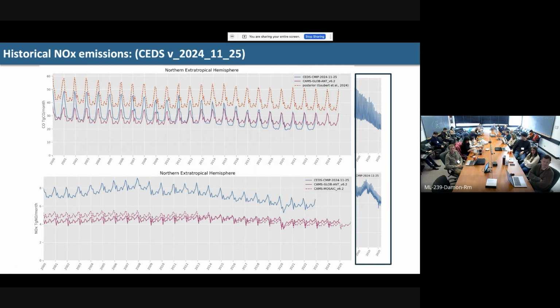And so you can see that the blue line is pretty much in line with the CAMS emissions, with a stronger decreasing trend, which is something we want. And for the NOx, they're quite a bit higher in the CEDS inventory. And there is a CAMS mosaic that is available for NOx that I've been using also, but more for different simulations that I'm not going to present here.